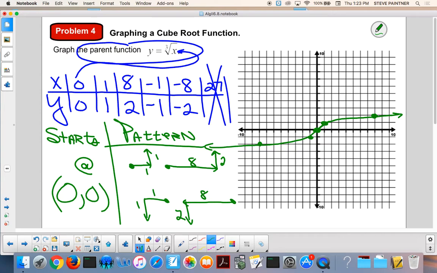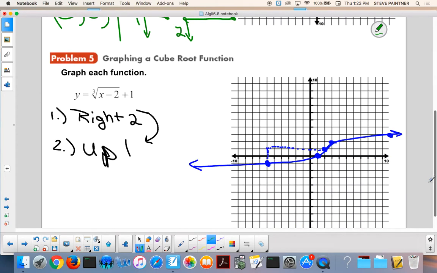All right. You think you have the parent down? Okay. Well, if you don't, you're going to get it down anyways because we're going to do it over and over. So here comes the next one. Okay.